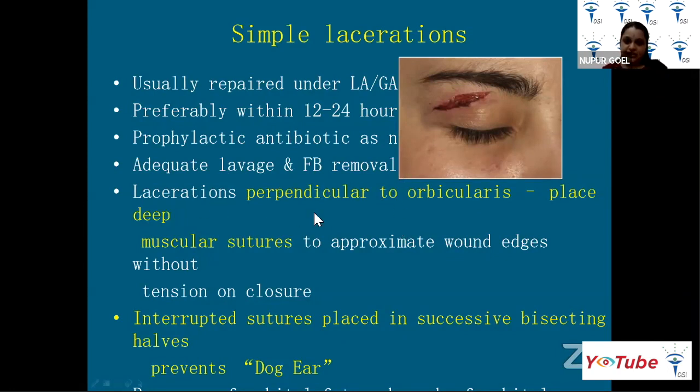For lacerations which are perpendicular to the orbicularis, you should place deep muscular sutures to approximate the wound edges without tension on closure, and interrupted sutures placed.